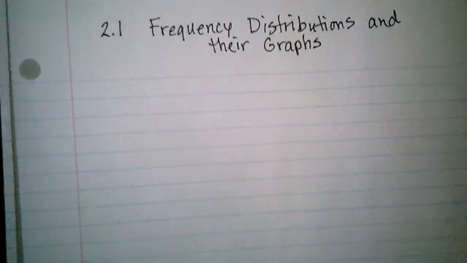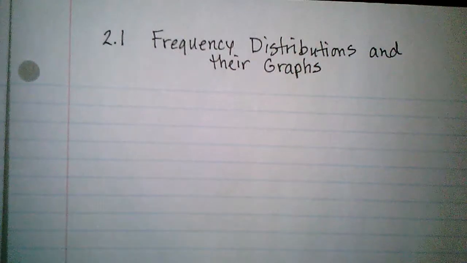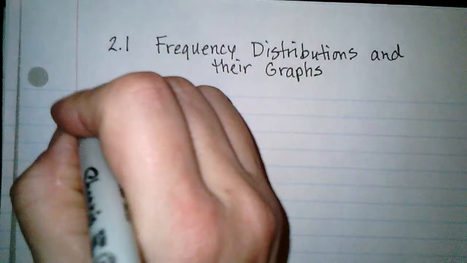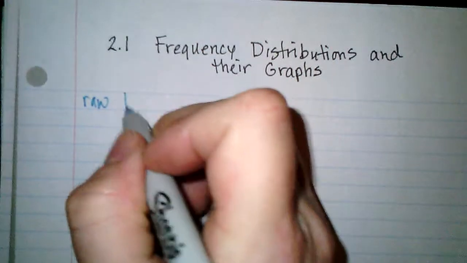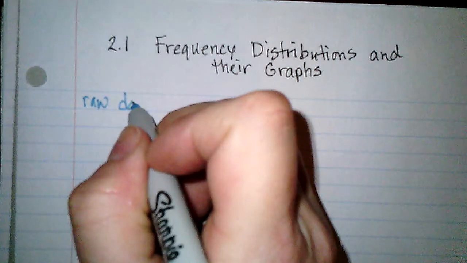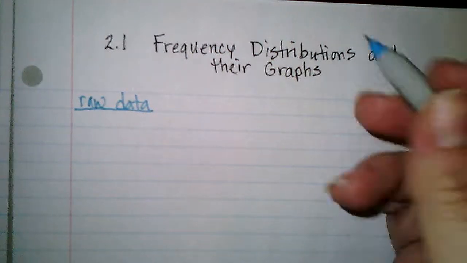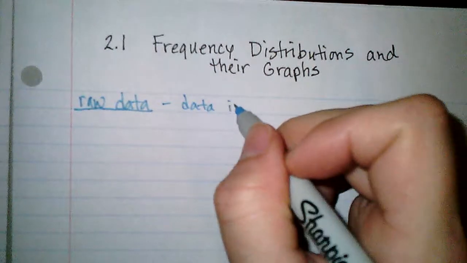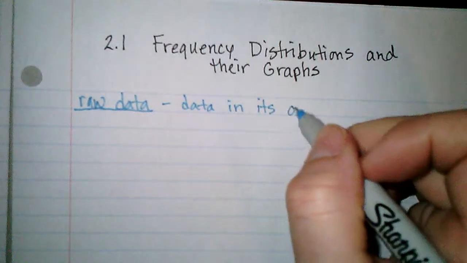In section 2.1, we are going to be working with frequency distributions and their graphs. So what we want to start out with is quite a bit of vocabulary. To start with, we'll talk about raw data. Raw data is data that is in its original form.